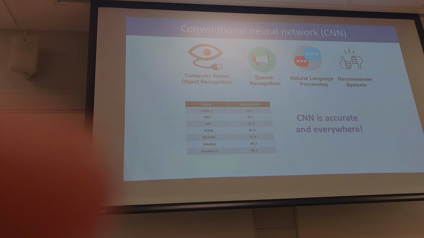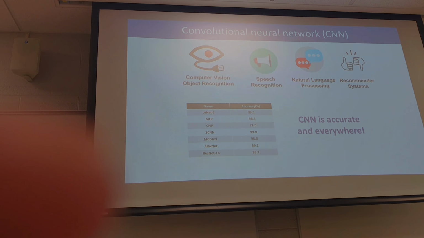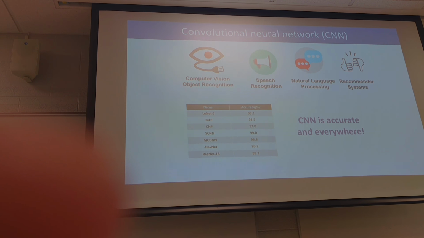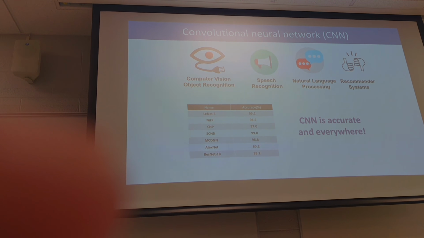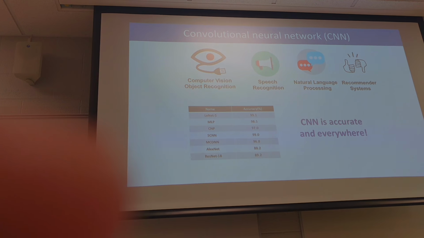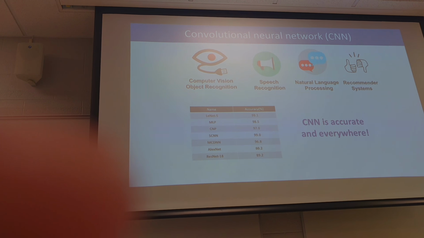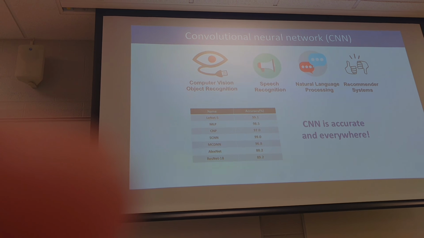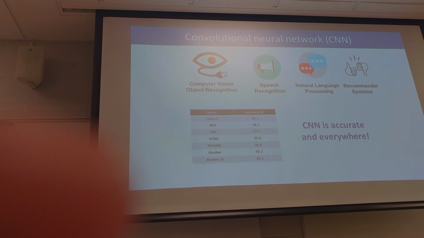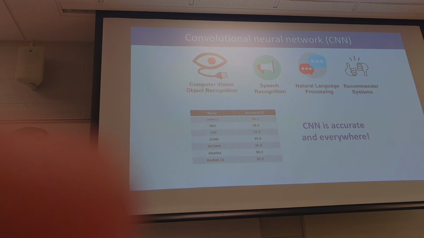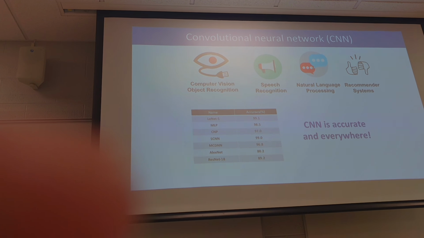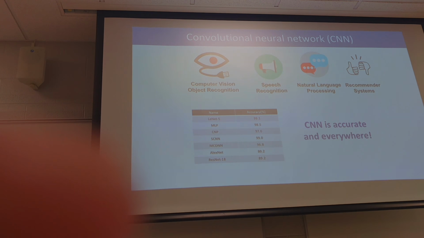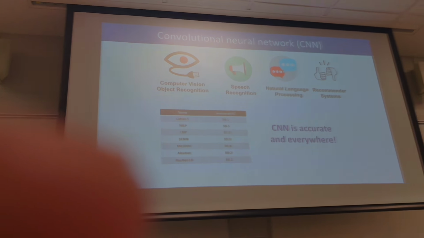As you know, the convolutional neural network has been the main way to solve a lot of problems, such as computer vision and speech recognition and natural language and so on. Also, some benchmarks of CNN, for example, AlexNet, MLP, ResNet, have shown high accuracy.